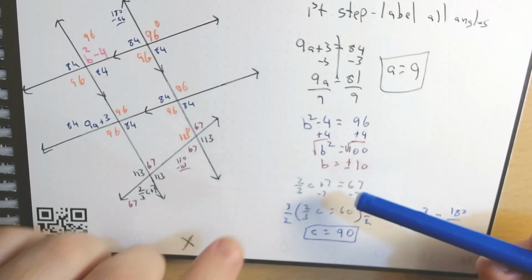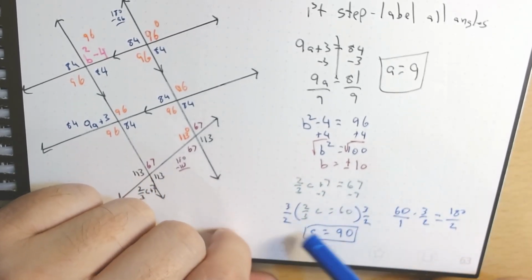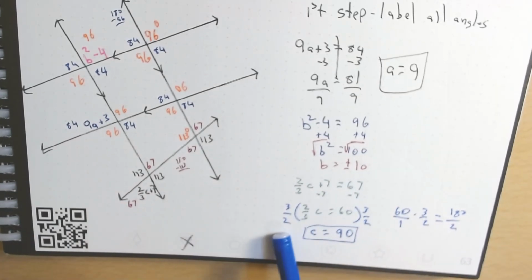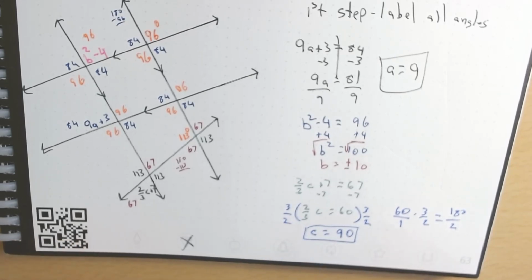So we had 2 over 3c plus 7 equals 67. Subtracted 7. Well, I said it all already. I guess now you can just see what I was doing. But yeah, to get rid of fractions, multiply by its reciprocal. And then you're good to go. Adios.